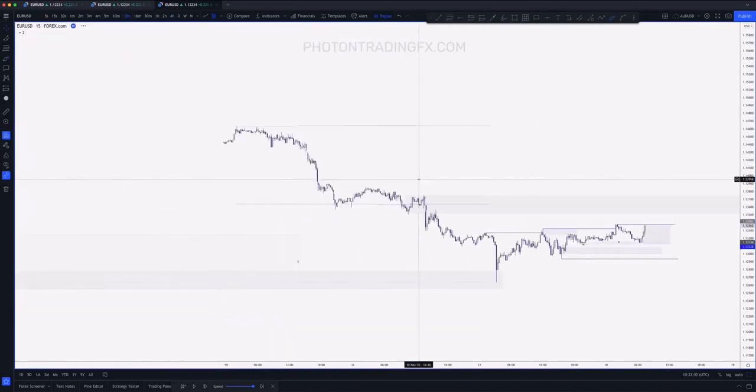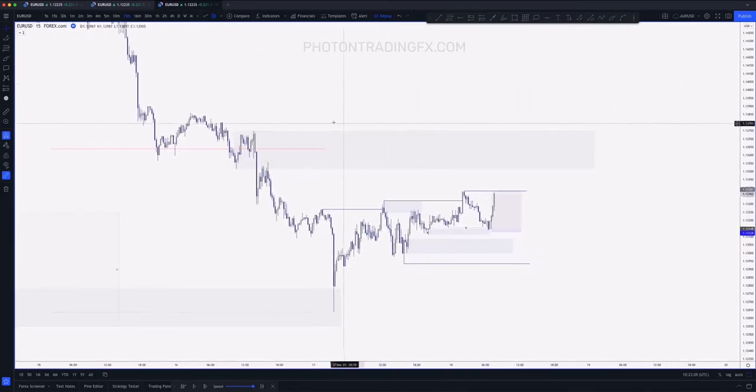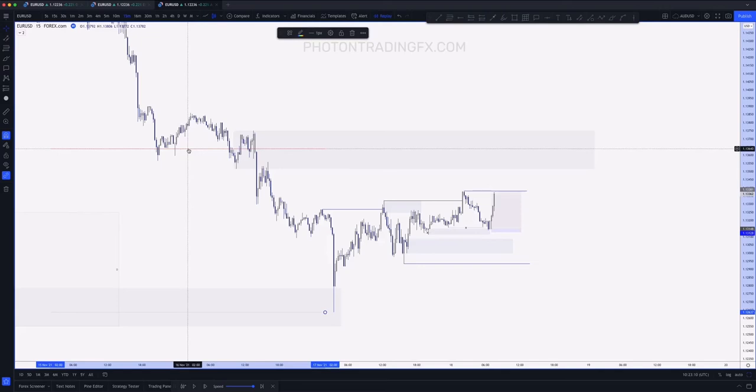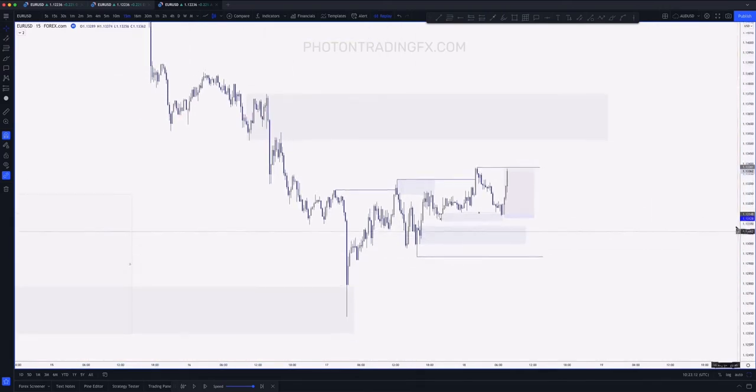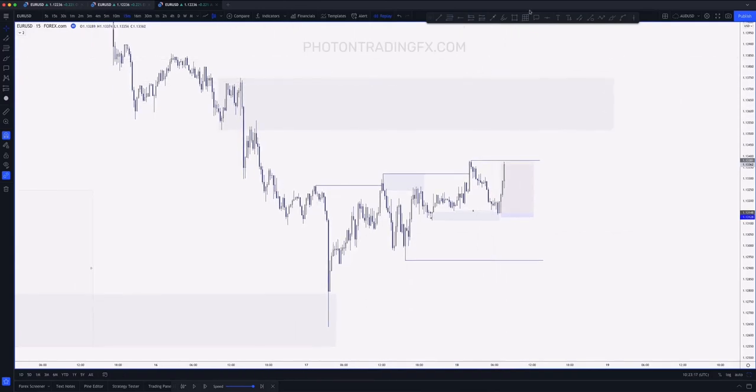Let's jump down to the 15-minute and see if we can refine that 4-hour zone a little bit more and see if there's anything in there. Well, look, I'm just going to delete the premium discount because I like to keep my charts as fresh, clean and as simple as possible. So yeah, this is our 4-hour zone. We can refine it a little bit more.